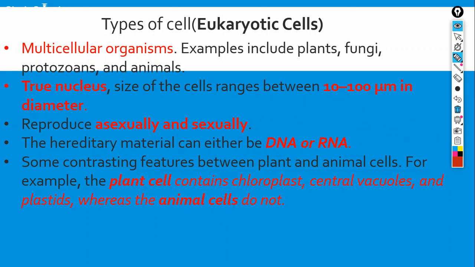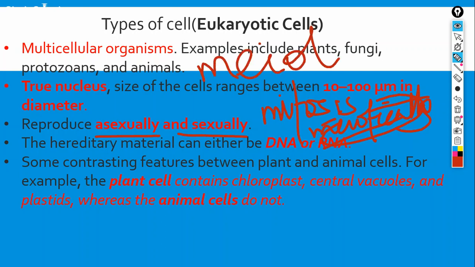Then they reproduce asexually and sexually. So both sexual and asexual reproduction is possible. You will find out that somatic cells can reproduce mitotically, can divide mitotically, and they can divide meiotically. Is that okay? Sexual reproduction is now made possible because of meiotic division. Meiotic, I hope I spelled that well. So they can divide meiotically, and those are non-somatic cells.